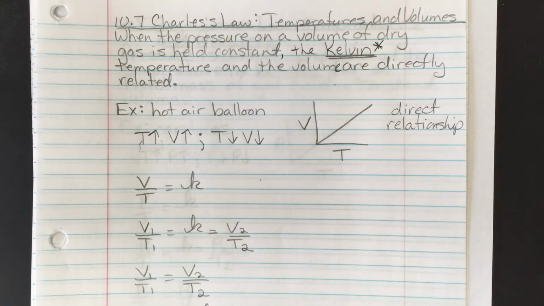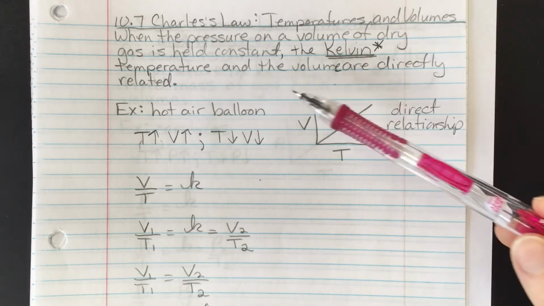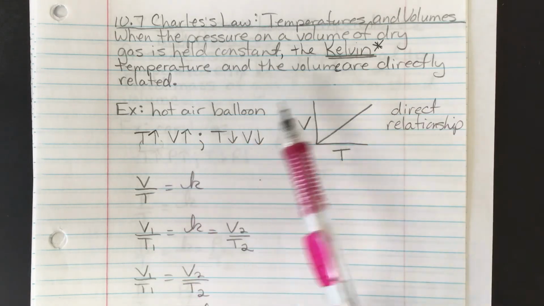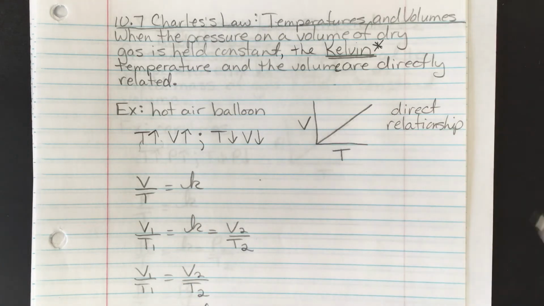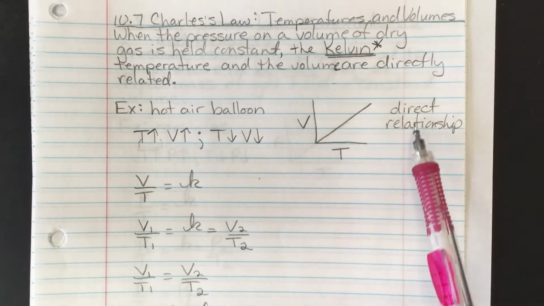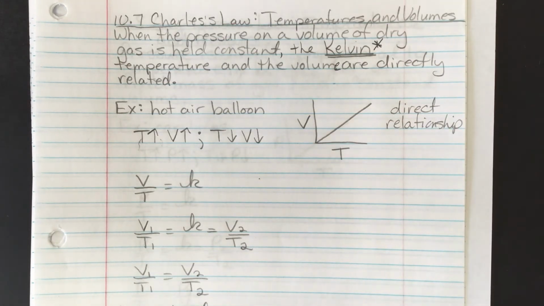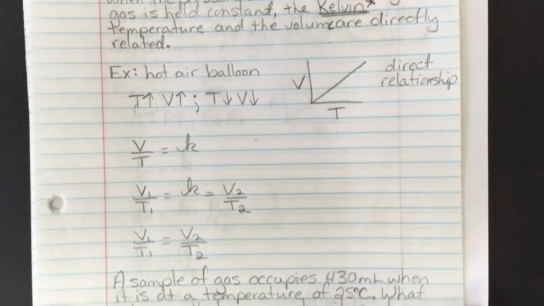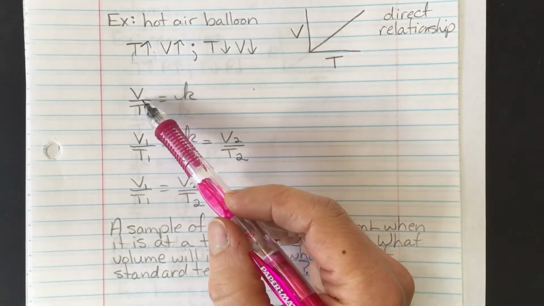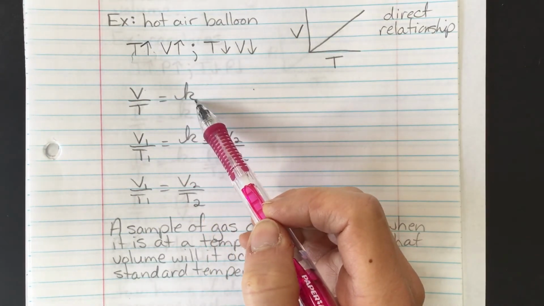But he was working with gases, and so he observed that when temperature increases, volume increases, and when temperature decreases, volume decreases. This is what the graph for that looks like, and this is a direct relationship graph. When one goes up, the other goes up. So mathematically, we can say that volume over temperature equals a constant.